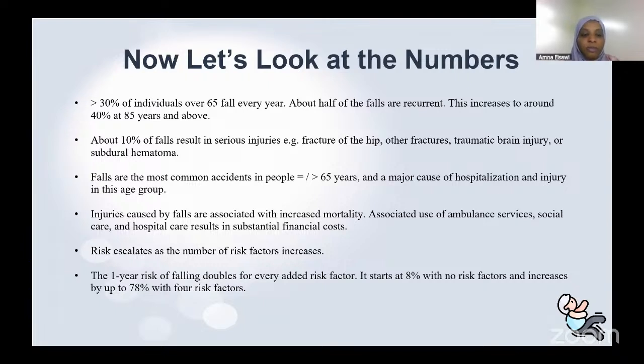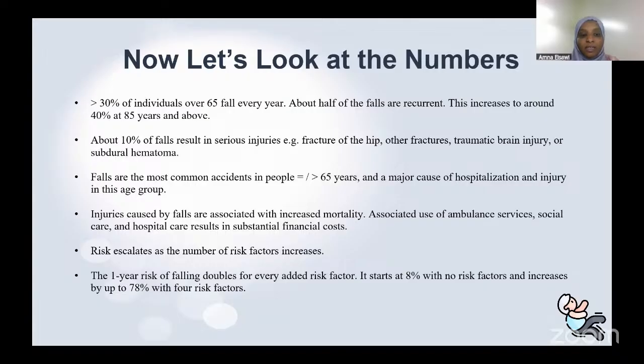Now, falls are also the most common accidents in people aged 65 or older, and they are a major cause of hospitalization and injury in this age group. Injuries caused by falls are associated with increased mortality. Of course, they're also associated with the use of ambulance services, social care, and hospital care, which puts a substantial financial burden on the patients.